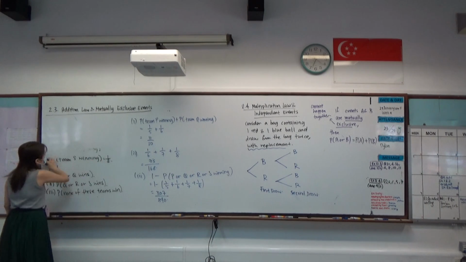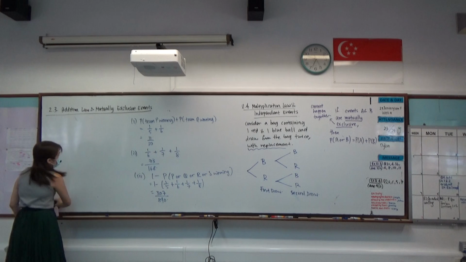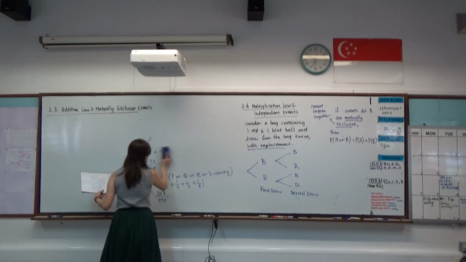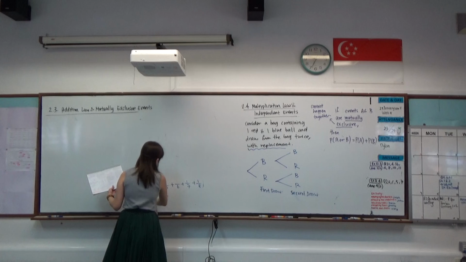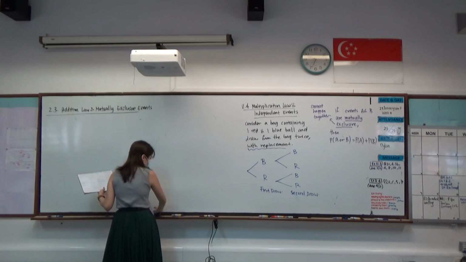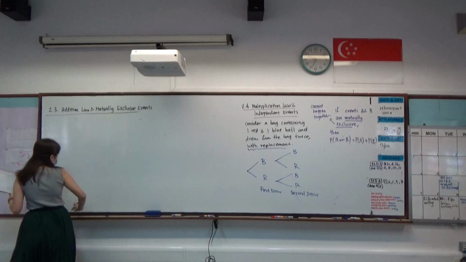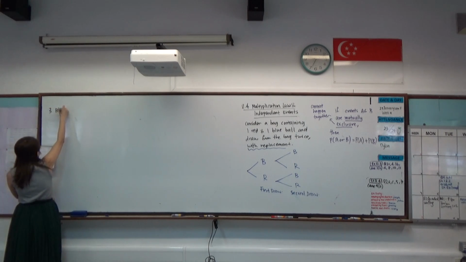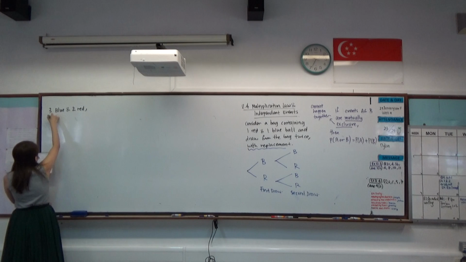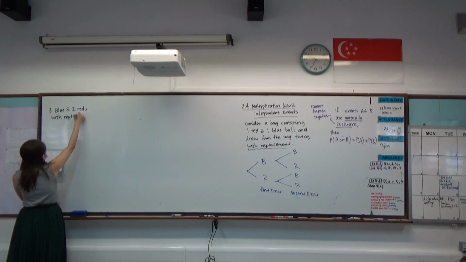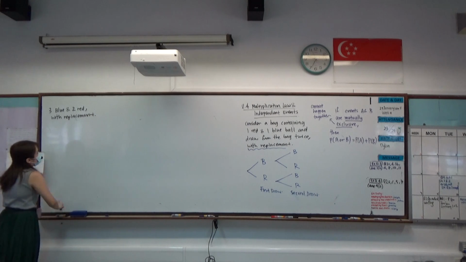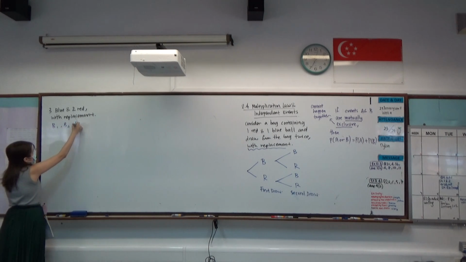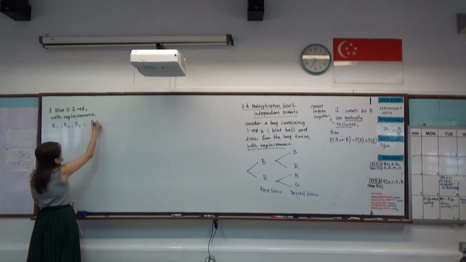But what if we level up the context itself? Meaning, what if I have three blue balls and two red balls? Then will the tree diagram look complicated? Surely it will, right? So three blue and two red with replacement. That means I'm looking at three blue balls, so let's have B1, B2 and B3, and two red balls, so R1 and R2.